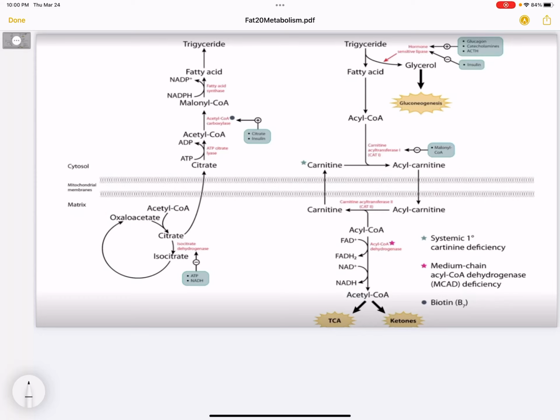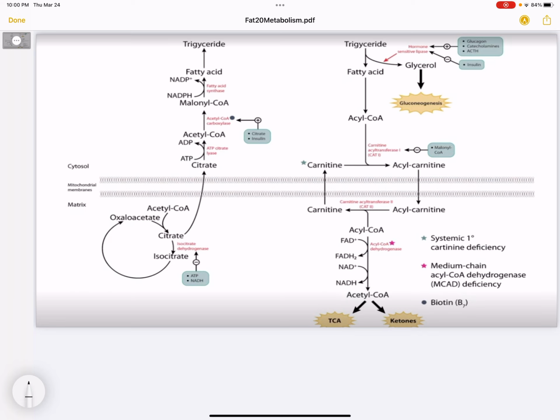Here's an overview of fat metabolism. On the left we have fatty acid synthesis, and on the right we have fatty acid breakdown. Let's first start by talking about fatty acid synthesis. So fatty acid synthesis is pretty intuitive if you think about it.